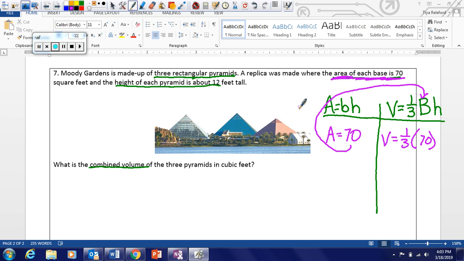And what's the height? 12. So go ahead, you'll need 2 more lines to finish that. When you're done, you need the combined volume. So you are going to multiply by 3 whatever you get here.